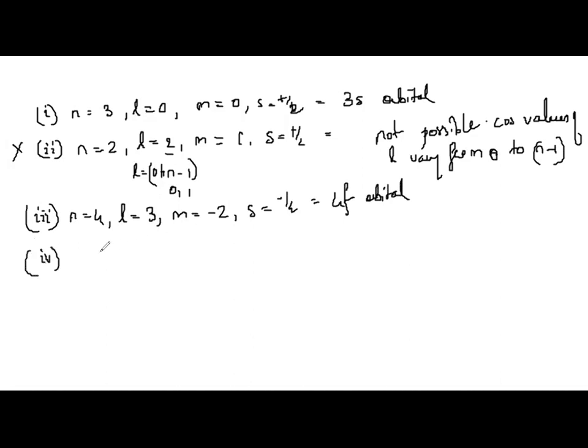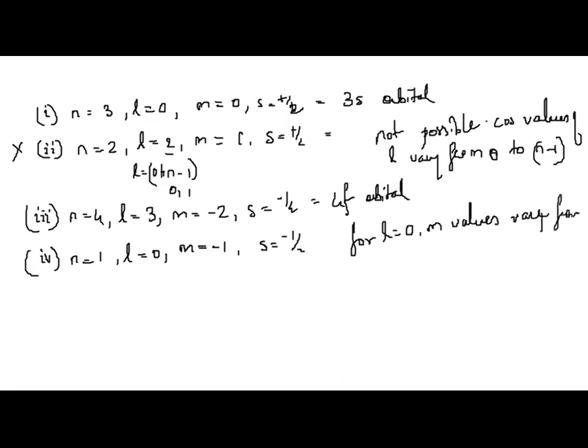Fourth one, what is fourth one? n is equal to 1, L is equal to 0, M is equal to minus 1, S is equal to minus half. For n is equal to 1, L values vary from 0 to n minus 1. For L is equal to 0, M values vary how? Vary from minus L to plus L. So M should be 0 only. It cannot be minus 1. So this is also not possible.